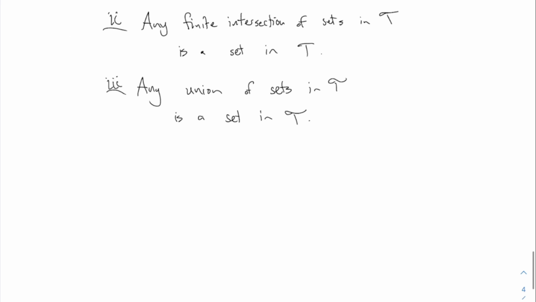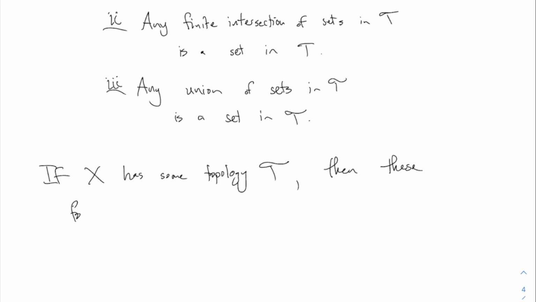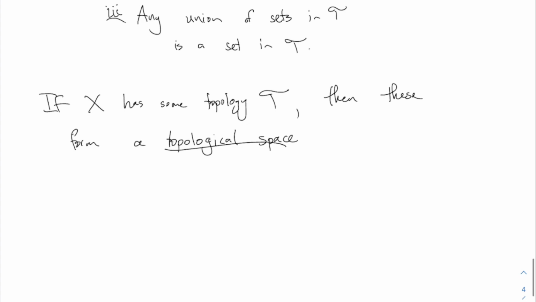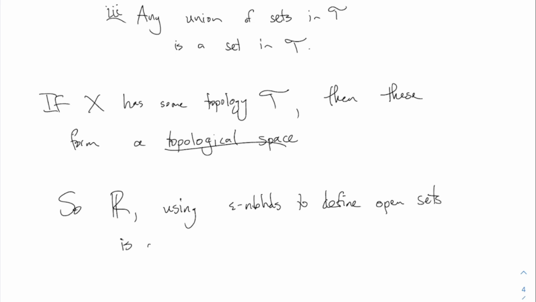All right? In this case, I'm going to say if X has some topology T, then these together form what we call a topological space. A topological space means a set which comes together with a topology. That is a description of which are the open sets and which are not open. All right? This is like, what is a group? A group is a set together with an operation that satisfies these properties. A topological space is a set together with a topology, which has to satisfy the three properties. All right? For example, R using epsilon neighborhoods to define open sets, like I said before, is a topological space.